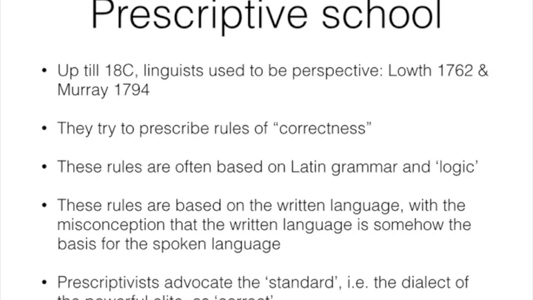But that's it. The main figures in this are Lowth, 1762, and Murray, 1794. So what are the main principles of this prescriptive school? They try to prescribe rules of correctness. They prescribe like a doctor. You know a doctor? You go to the doctor and they prescribe for you the medications you should take in order to recover. So they tell you these are the rules you should follow in order to speak the language correctly. So that's prescriptive, okay? They tell you this is how you should speak. Put the verb here and the subject here, whatever kind of rule.